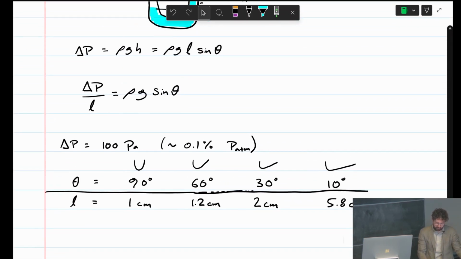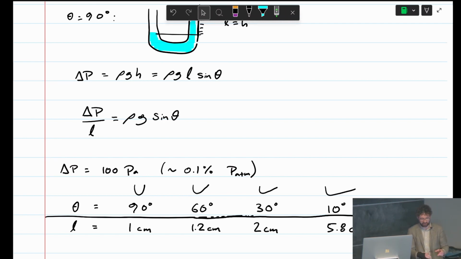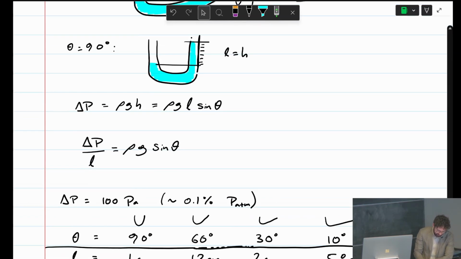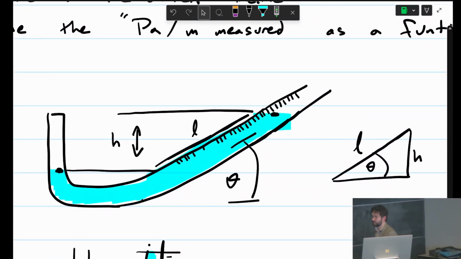So even though the H in all these cases, the actual height change, is the same because the pressure change is the same, the actual length that you'll measure as you look at it will grow, which allows your measurement to be better. Because your length measurement is limited by gradation of like 0.5 millimeters or something like that, the relative error decreases the longer that gets. So again, this L is the actual length that you measure as you look at the manometer, but it's the H that creates the pressure change.